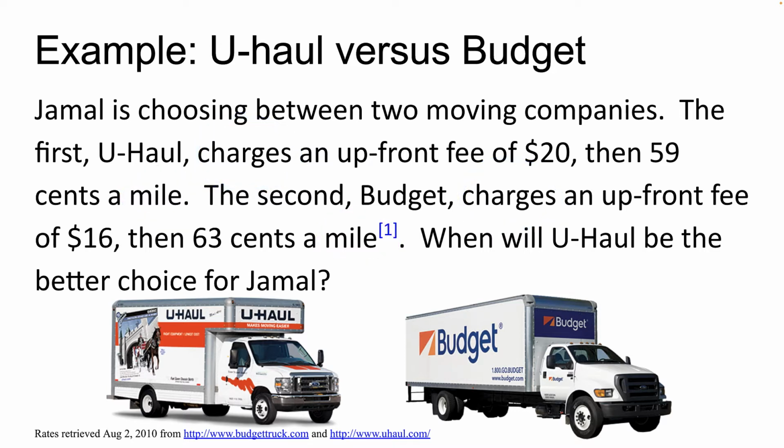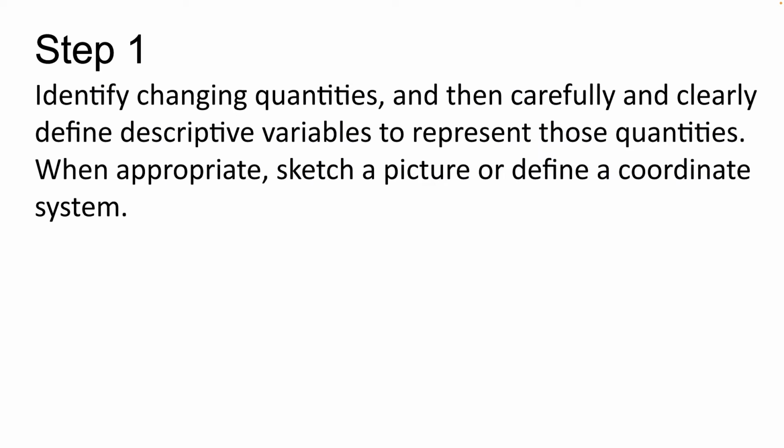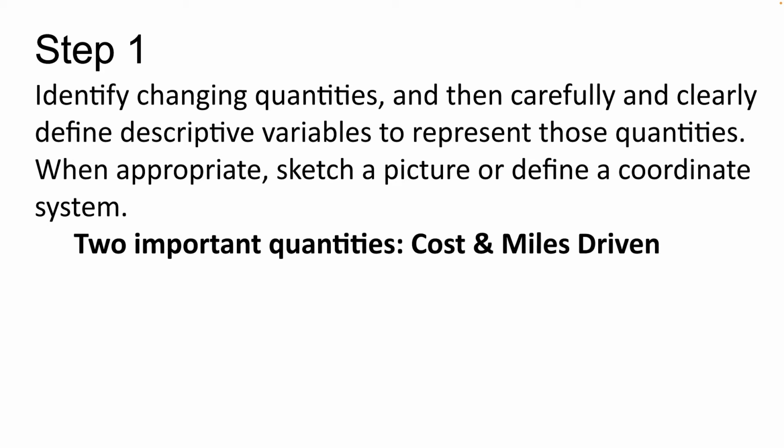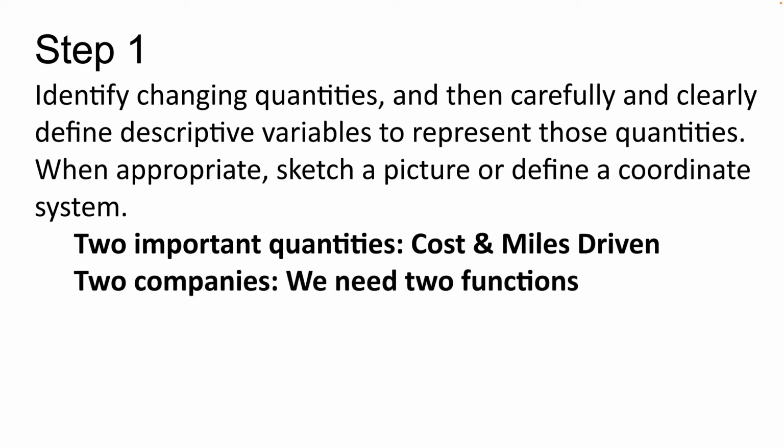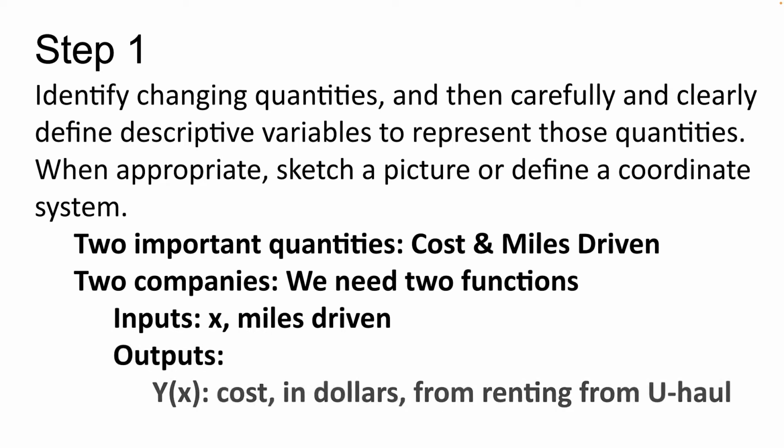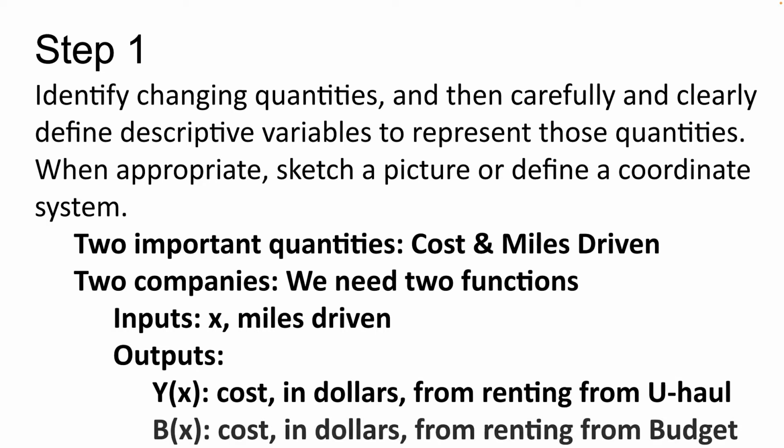We also need to note here that we have 2 companies, U-Haul and Budget. So since we have 2 companies, we're probably going to need 2 functions. Let's write down what we know from the word problem here. We have 2 important quantities, cost and miles driven. We have 2 companies, which means we're going to need 2 functions. Our inputs will be represented by the letter x, and this will be miles driven. Our outputs will be y of x, that will be the cost in dollars from renting from U-Haul, and b of x will be the cost in dollars from renting from Budget.